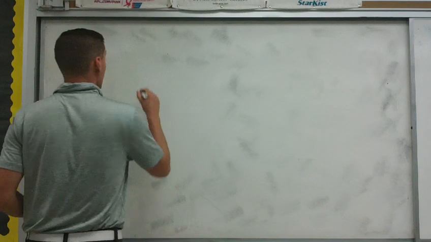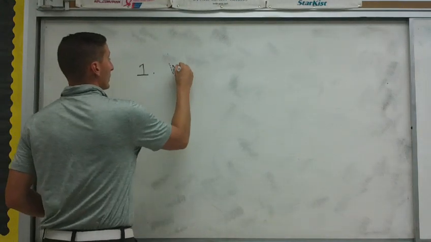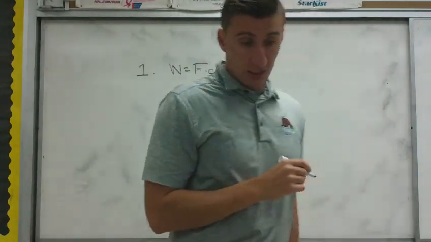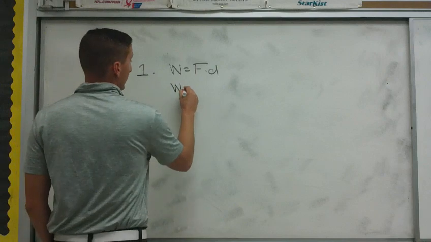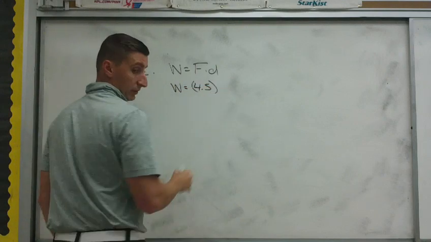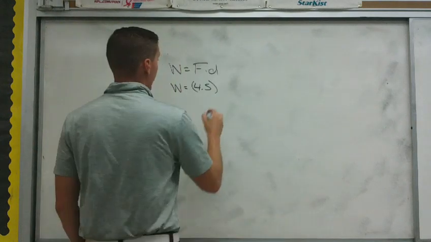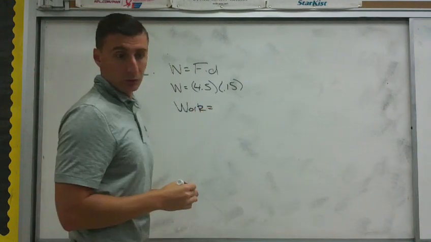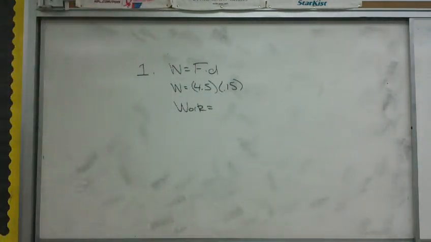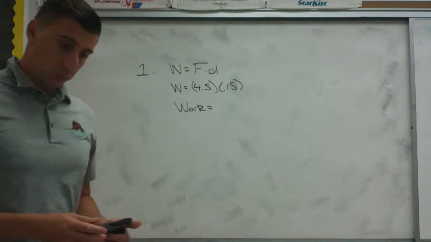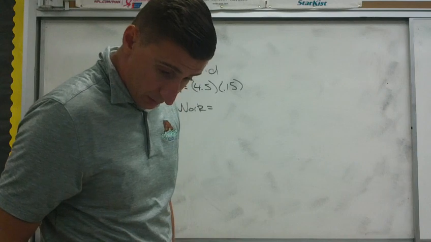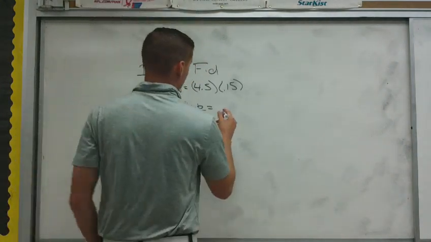Number one, the equation for work is equal to force times distance. They give us a force and a distance, so this one's pretty easy. Work is equal to, the force is 4.5, and the distance is 0.15 meters. Work equals, calculator. 4.5 times 0.15, we get 0.68 joules.